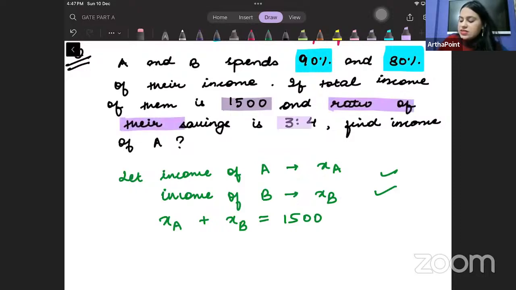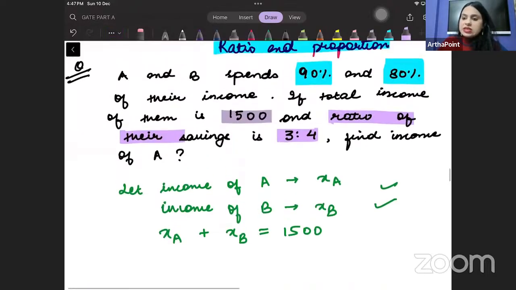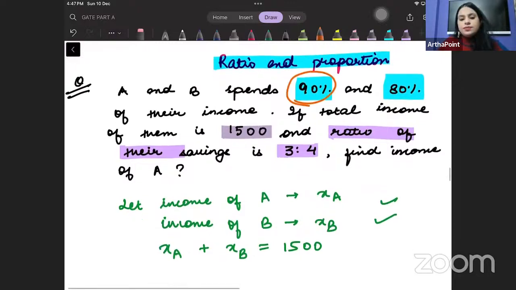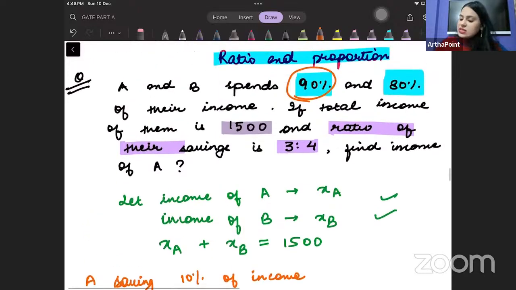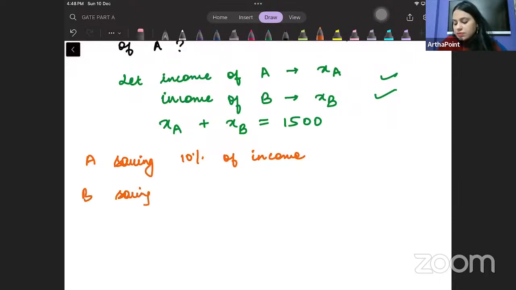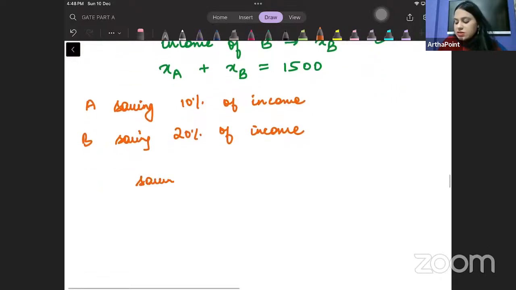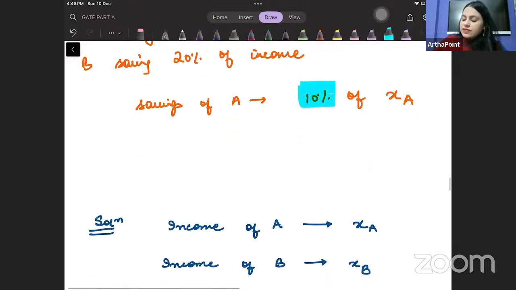And ratio of saving is 3:4. तो बेटा एक बात समझो जरा, think about it, हाँ? It is saying that A is spending 90% of the income. तो A save कितना कर रहा है? 10% of income. It says B is spending 80% of the income. तो बेटा B save कितना कर रहा है? 20% of the income. है कि नहीं? So what will be the savings of A? 10% of its income. Beta, how do we convert percentage and fraction? We divide by 100.